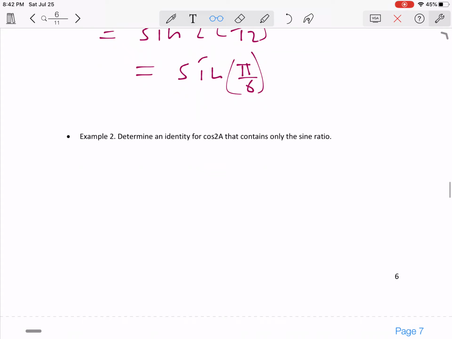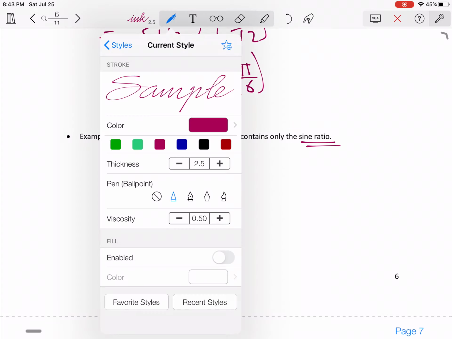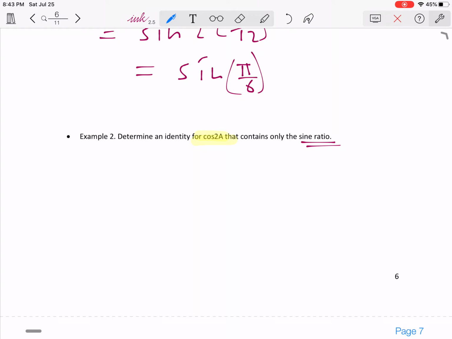Now, we got into algebraically simplifying expressions or converting them to other expressions in the previous lesson. Here's another example of that, just using the identities. What they want you to do here is find the identity for cos 2A and then change it so it only has sine ratios inside of it. So let's look at what cosine 2A is. If you're wondering where I'm getting these from, they're from the list of identities. This is going to equal cos squared A minus sine squared A.